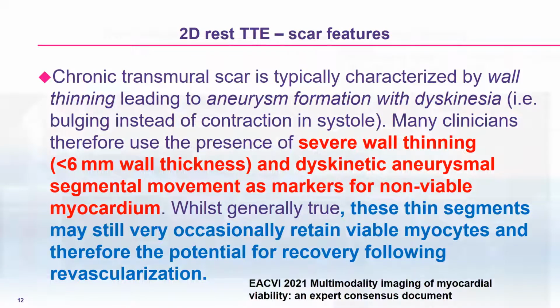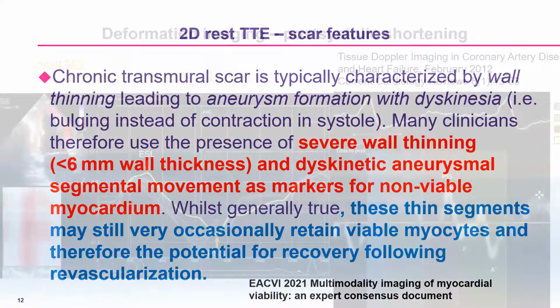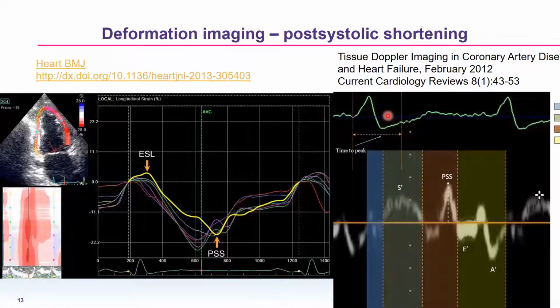Now I'll continue with the deformation imaging. So probably it was in 2005 or something, there was an opinion and a belief that we can use post-systolic shortening as a marker of viability. You can see it here. So here is the aortic valve closure, and this is tissue Doppler done on the mitral annulus. Now we don't use the tissue Doppler for that, we can do it from the deformation imaging. And you see this segment here, the yellow segment, here is the aortic valve closure. There is post-systolic shortening.